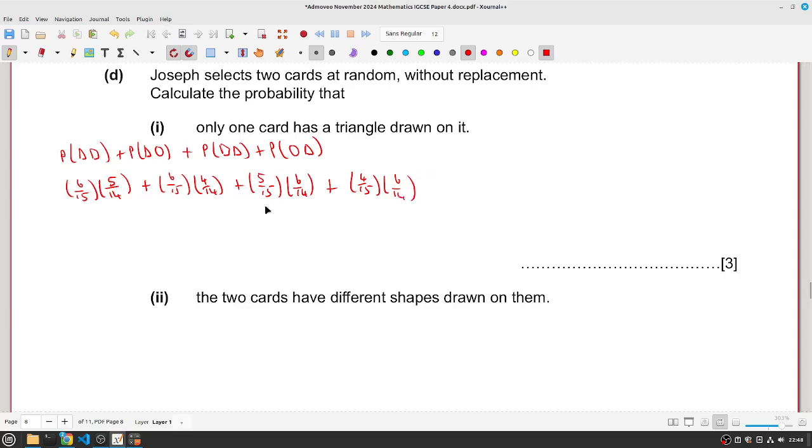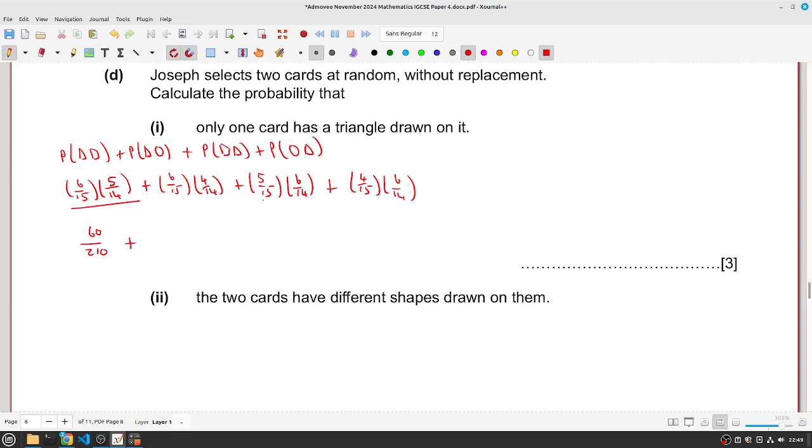Okay, and then we just calculate those. So again, 6 times 5 is 30, over and 15 times 14 is 210. Okay, so 30 over 210, times by 2 because this one is the same. So these two are the same, right? So we just times by 2. So that'll make it 60 over 210, I mean. Plus.